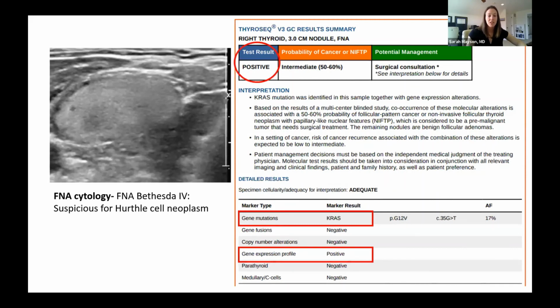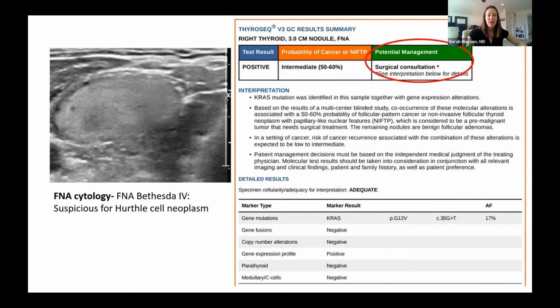And I'll draw your attention to the lower portion of the screen, which shows the reason that the test was positive. In his case, a KRAS gene mutation was detected, as well as abnormal gene expression. Overall, this would denote a probability of cancer or NIFTP that's between 50 and 60%. And there's a detailed interpretation with more details regarding that, what types of tumors are typically associated with this particular result, and then a potential management strategy as well.